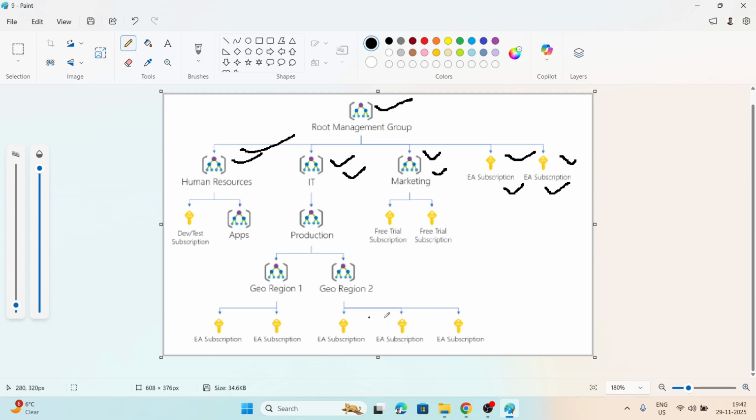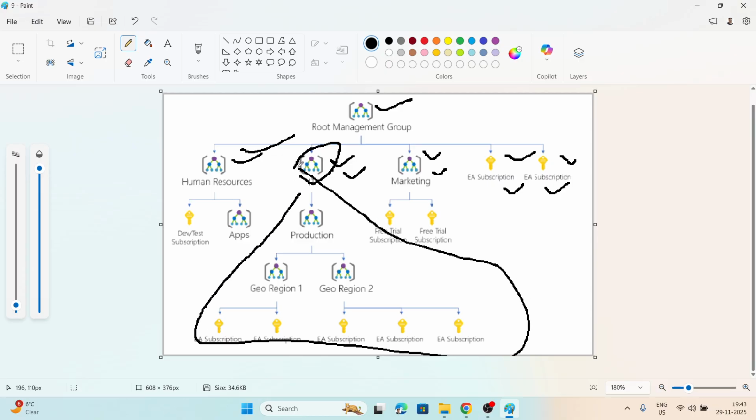And if we talk about the top, that is the root management group. If we make any changes to this, it will appear everywhere. If we make any changes to this management group, it will appear here. If I make any changes in the IT management group, it will appear here. So in this way, it follows inheritance.